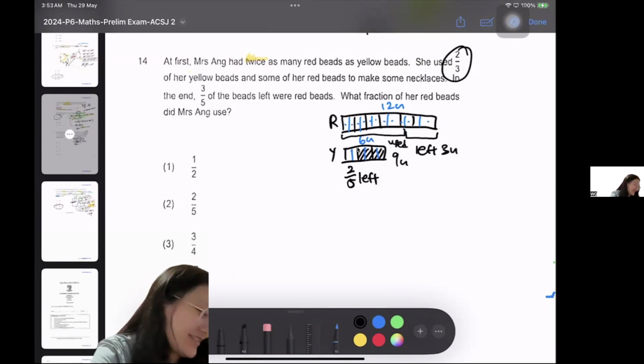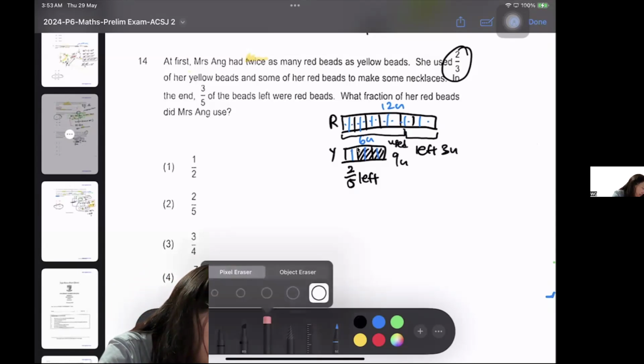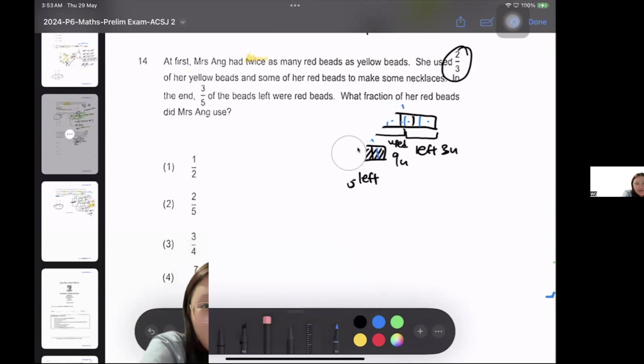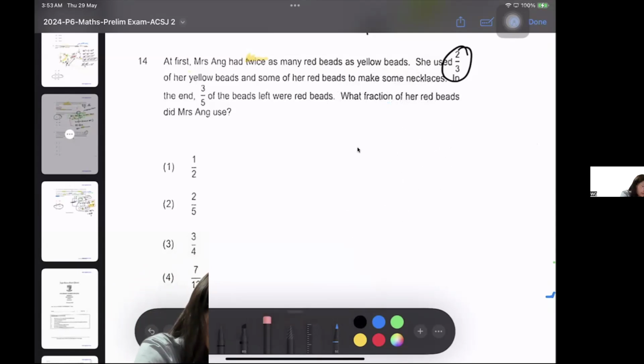This question is weird. Let me try again. Let me try first, then I'll teach you what's happening. So, 2/3 of the yellow.